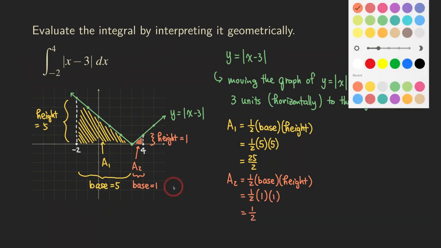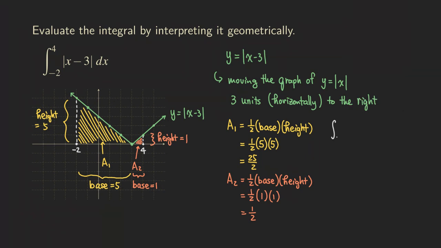Now what do we have here? The integral is just A1, which is 25/2, plus A2, which is 1/2. We get 26/2, so the final answer is 13. You see that it's actually quite easy. We didn't really use the fundamental theorem of calculus. We didn't even find the antiderivative of the function, and we were able to find the value of this integral.